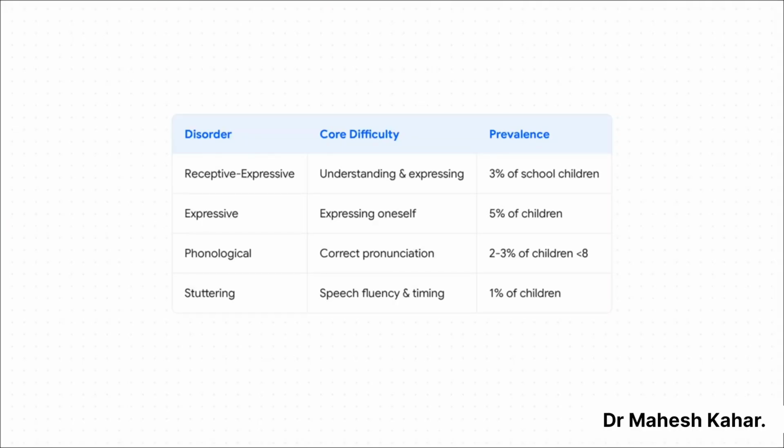But learning challenges aren't just about what's on the page. They can also show up in how we speak. This table breaks down 4 main types, from having trouble both understanding and expressing language, to just expressing it, to issues with pronouncing words correctly, and even the flow of speech, like stuttering.